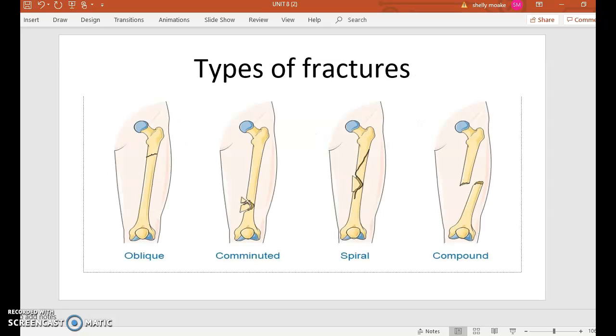Fractures: there are different types of fractures of the bone. Pictured here are some of the different types of fractures. Oblique, you can see, is not straight across. Comminuted, it's kind of crushed and there are pieces coming out. Spiral fracture would be caused by somebody maybe grabbing an arm or leg and twisting. And then compound is where it's broken completely through.